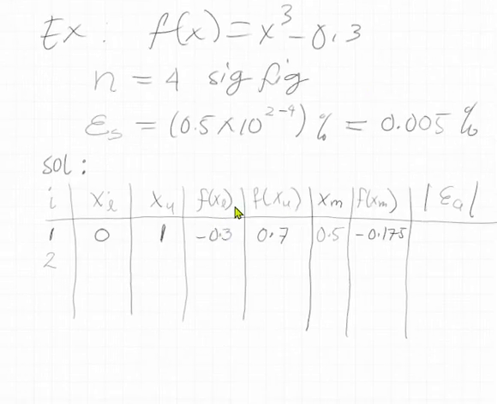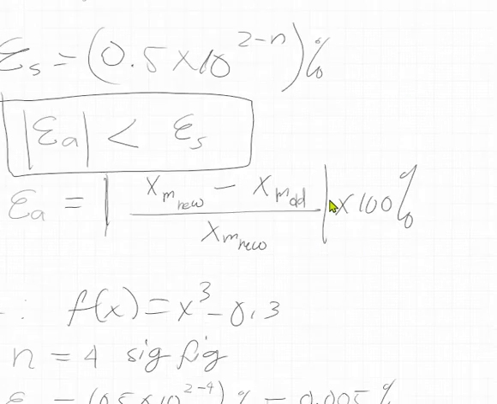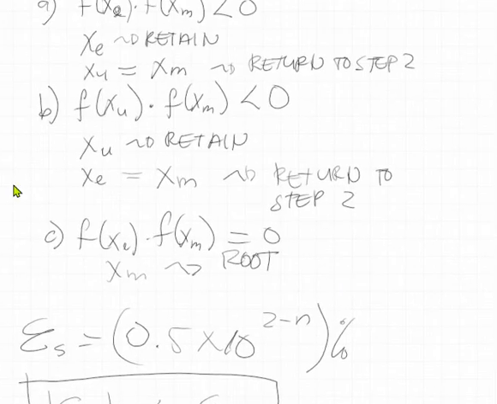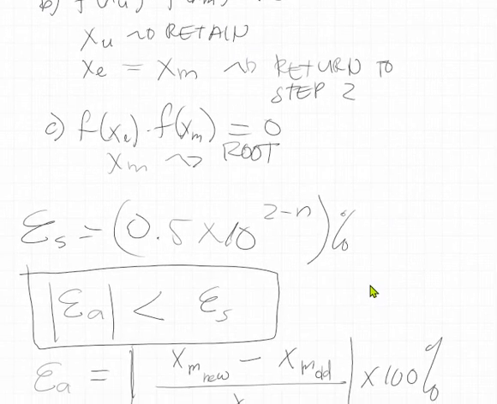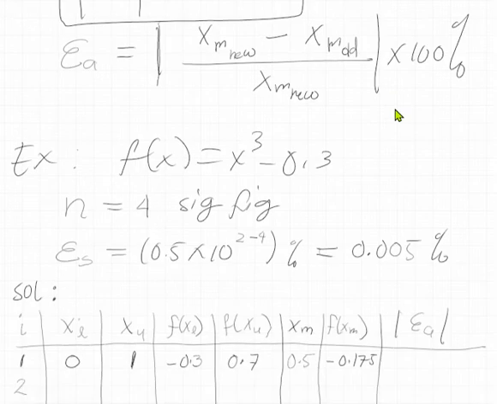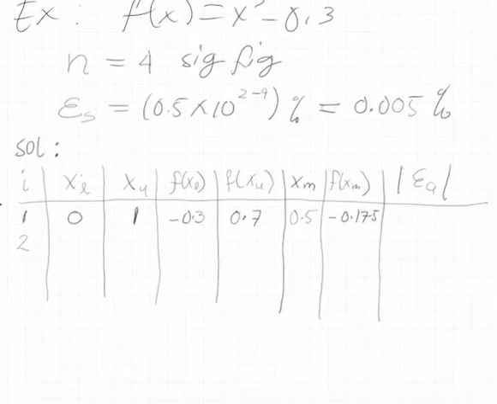For the f of xu times f of xm, 0.7 times this negative, so it's negative. So it's less than 0, so we use case B. So what is case B? We retain the original xu, then we change our xl to xm. So this will be 0.5. Okay? So that is bisection.